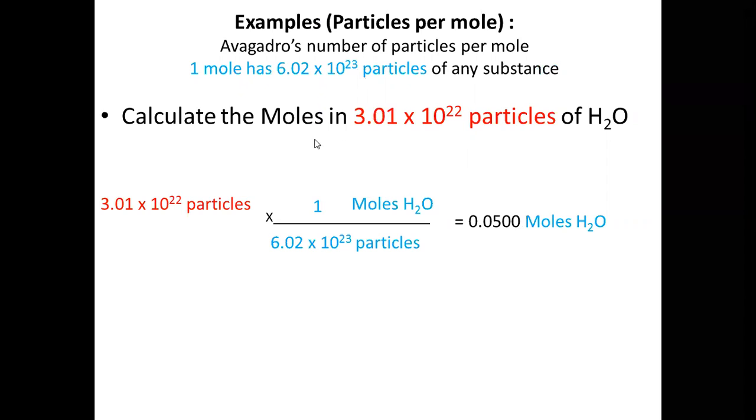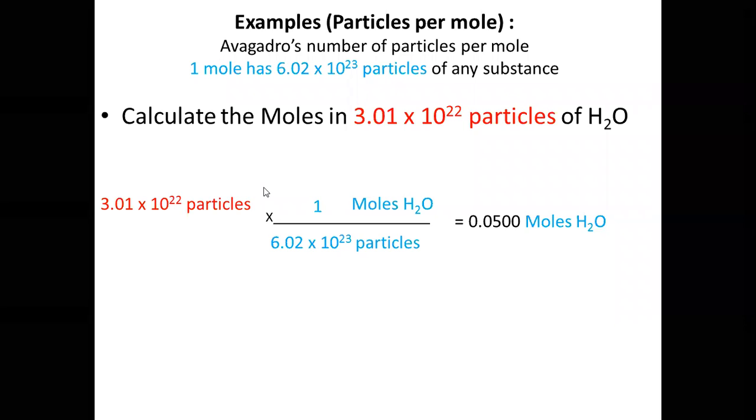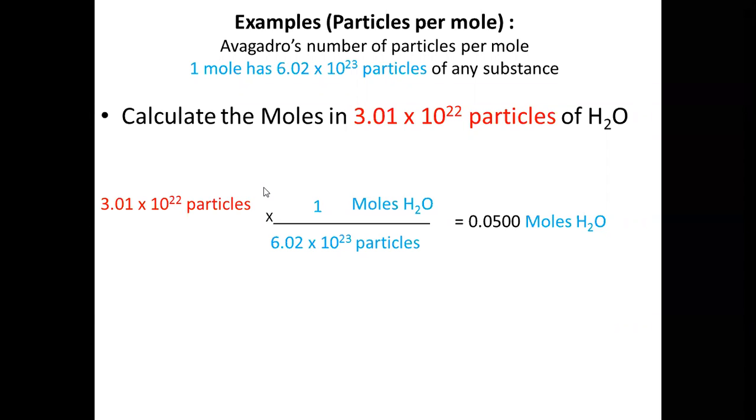Now, you should look at this, and it's a good scientific notation exercise. You have 3.01 over 6.02, which is 0.5, and 10 to the 22 over 10 to the 23 is 10 to the negative 1. So 0.5 times 10 to the negative 1 is 5 times 10 to the negative 2, which is 0.0500 when you account for your significant figures.